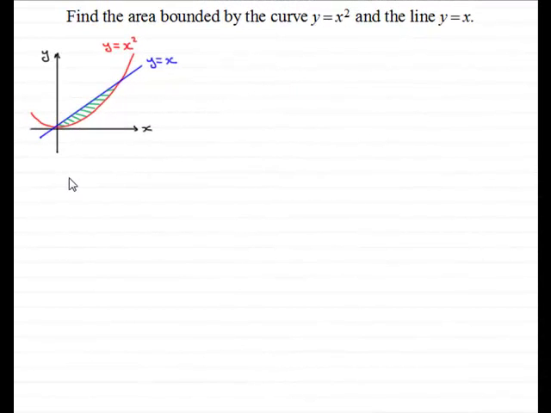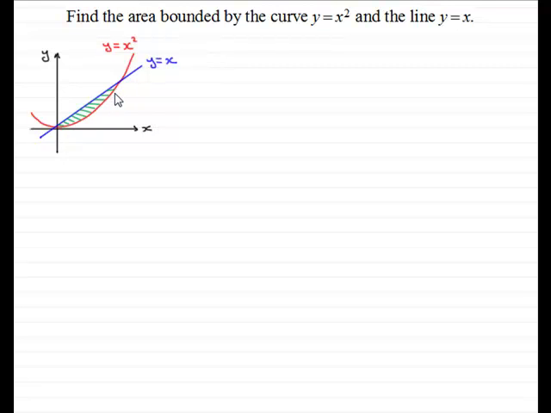Hi. In this tutorial, I want to show you through an example how we calculate an area trapped between two graphs. The example I've picked is the area trapped between y equals x, that's this blue line here, and the curve y equals x squared, the red graph here. That area is shaded green.